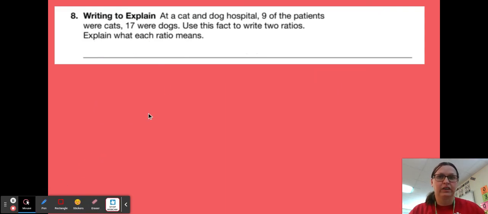We're done. Good luck on your assignment today. A couple of things to remember. Number 1, write them in order. So if it tells you cats first, you put cats first. If it tells you dogs first, you put dogs first. Another thing I want you to remember is math is not the answer. It's the work. So make sure you're explaining what you do.